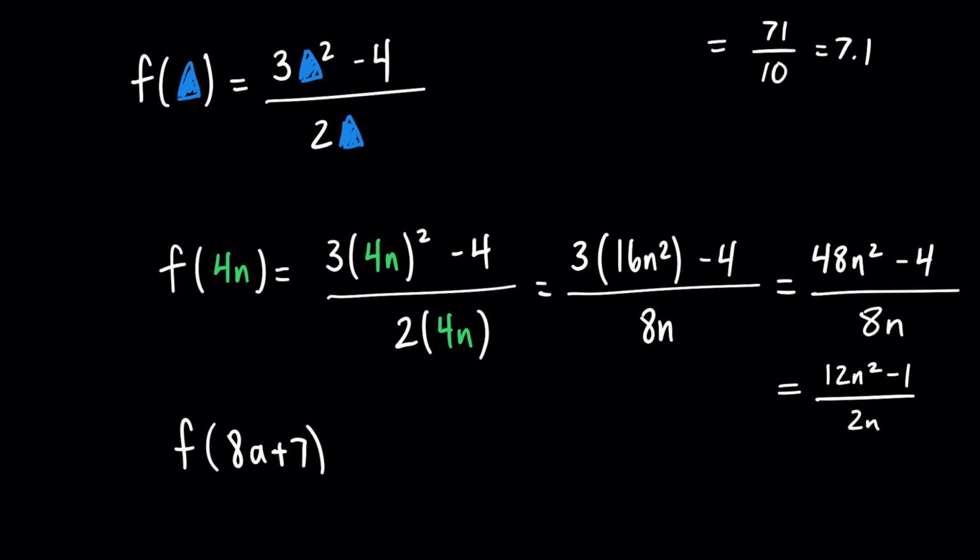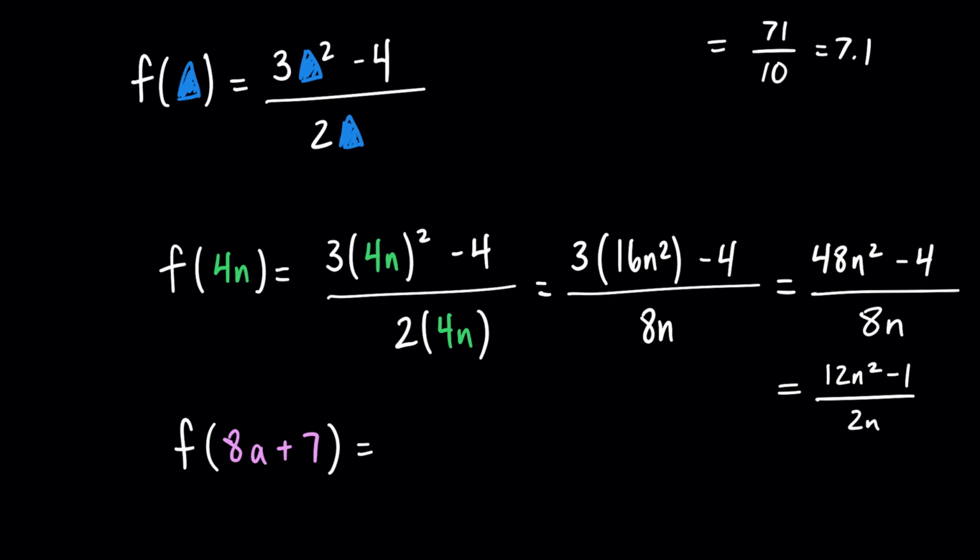Okay, so how about this really ugly example of f of 8a plus 7? Let's actually recolor it here so we can get a feel for it. Let's do like a pink color. So f of 8a plus 7. So what would you do? Just follow the rule. You have the rule. It's right here. People freak out about this. You don't have to freak out. The rule says your input's here. You're going to square it, triple it, subtract 4, and then divide by 2 of that input.